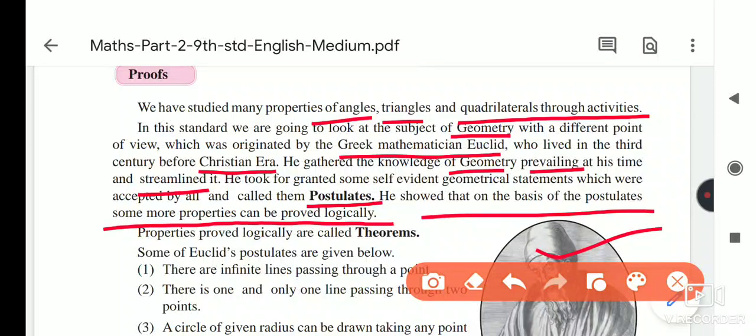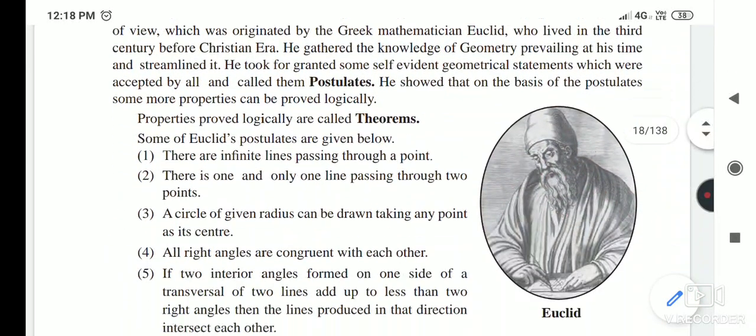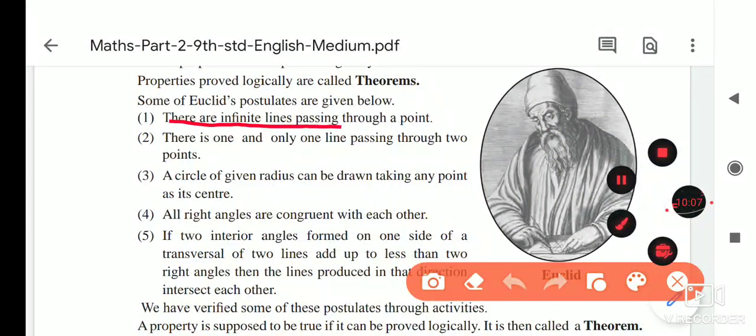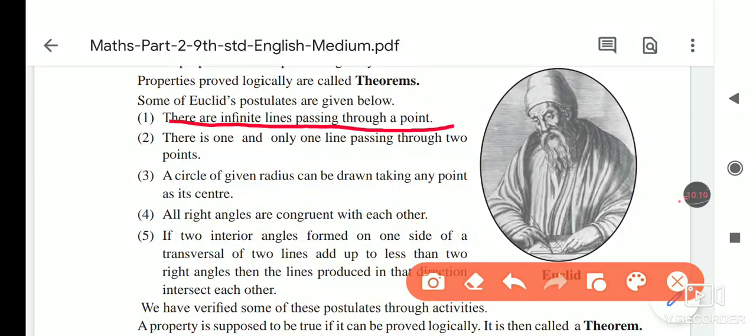Now we will study one by one the postulates given by Euclid. The properties which are proved logically are called theorems. We are studying theorems now, starting from the 9th standard, and in the next lesson we will start your first theorem. Now we will see some of Euclid's postulates given below. The first postulate is that infinite number of lines can pass through a single point.